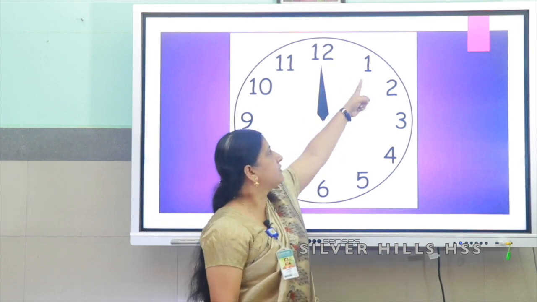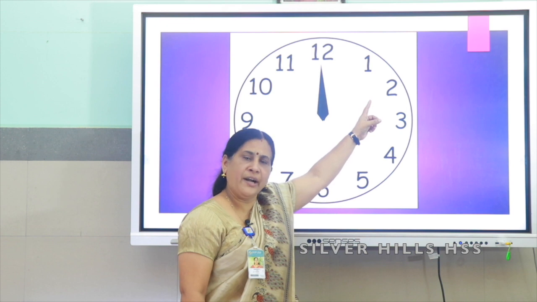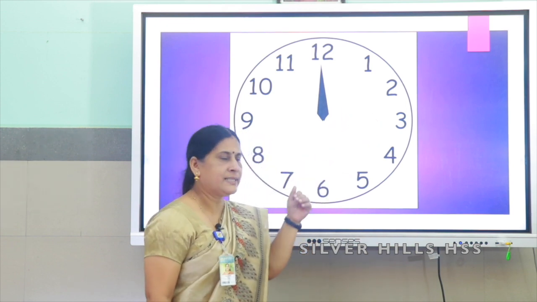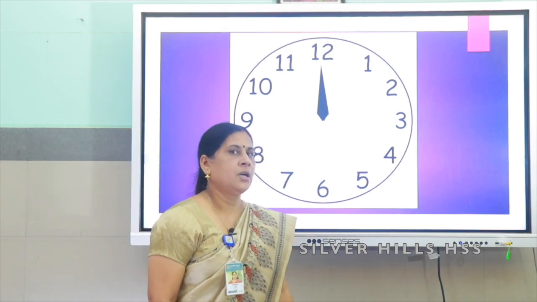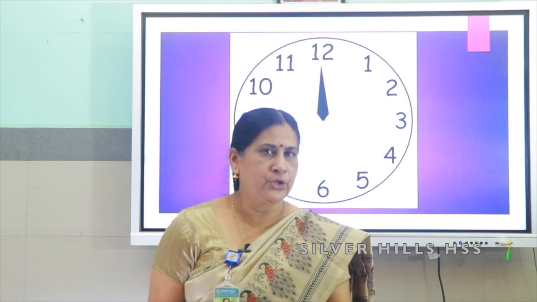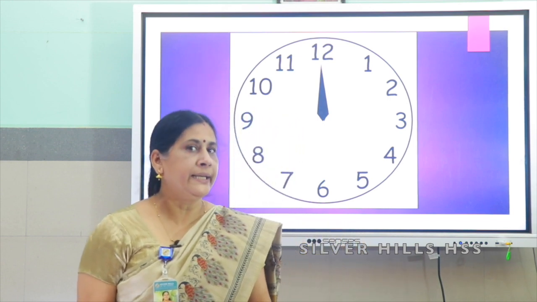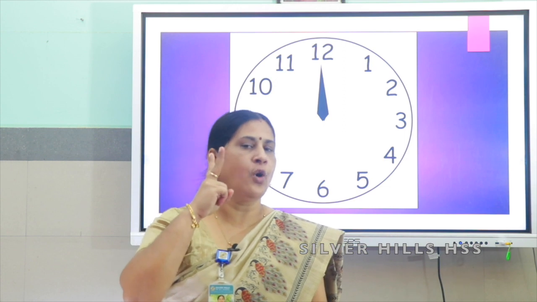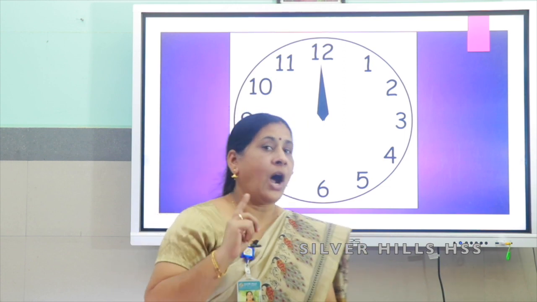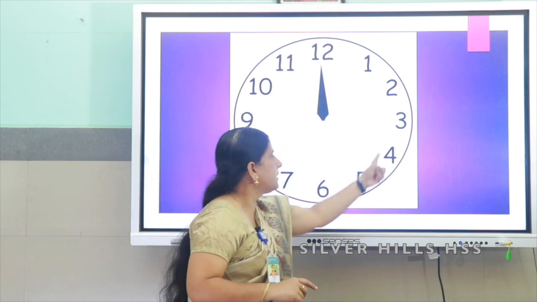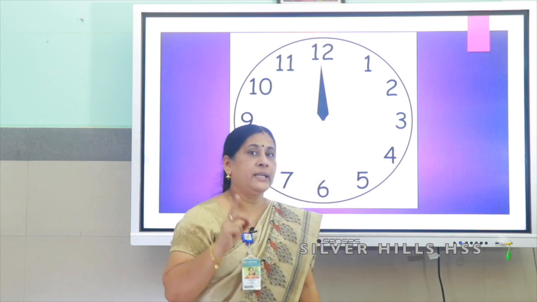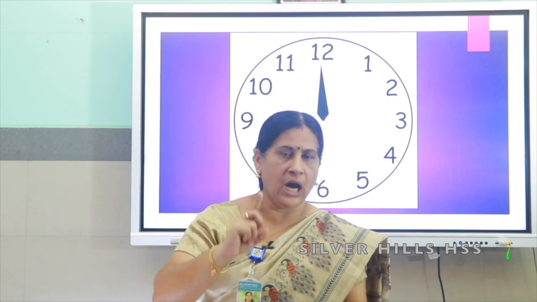Now if it points 1, we read it as 1 o'clock, 2 o'clock and so on, isn't it? In this clock we can see numbers from 1 to 12. But in a day we have 24 hours. So how will we say the time? This hour needle rotates 2 times in a day so that it makes 24 hours.